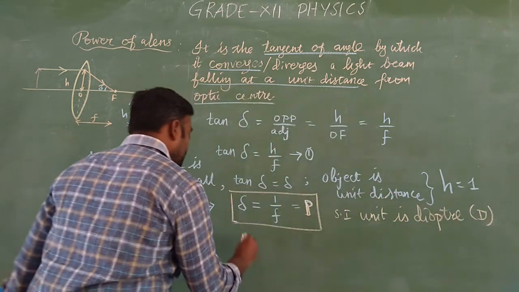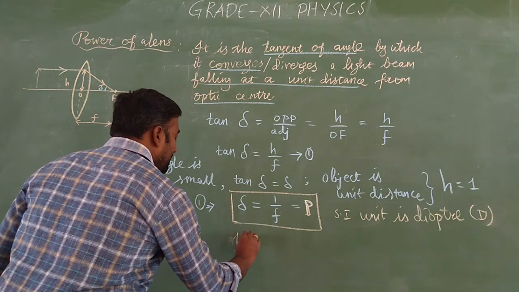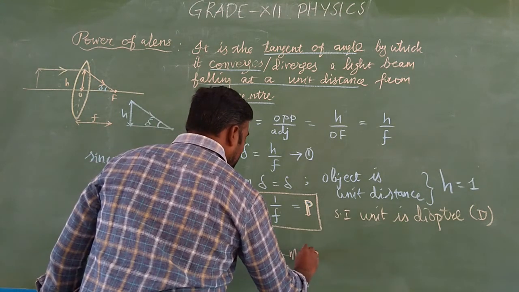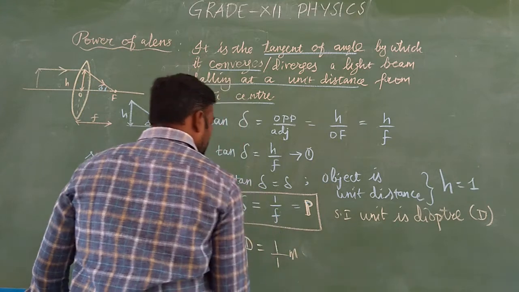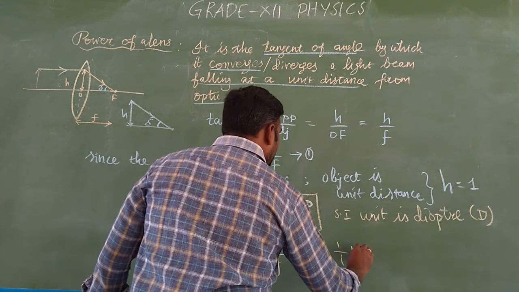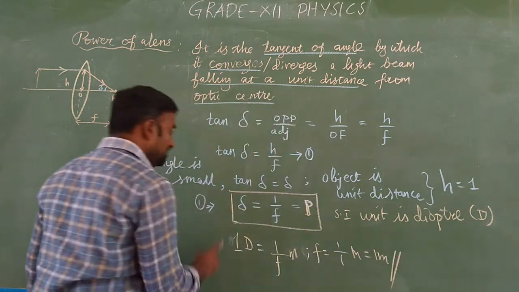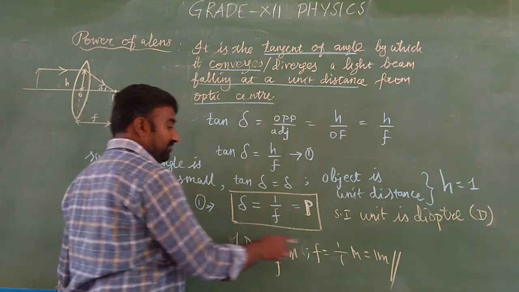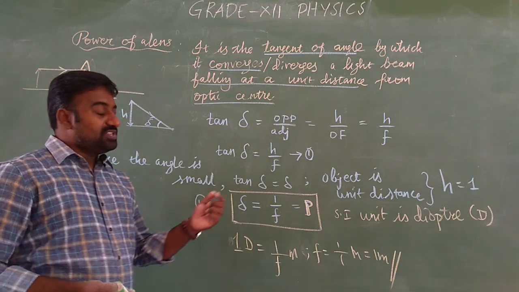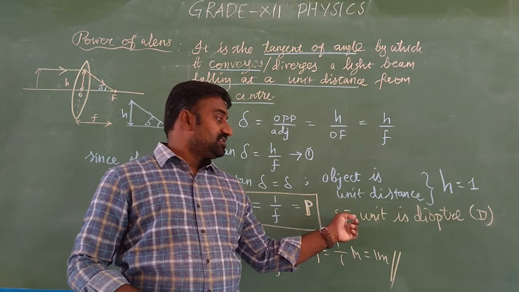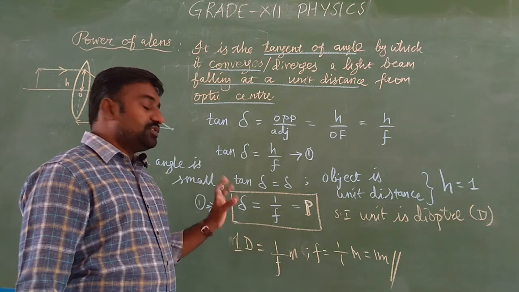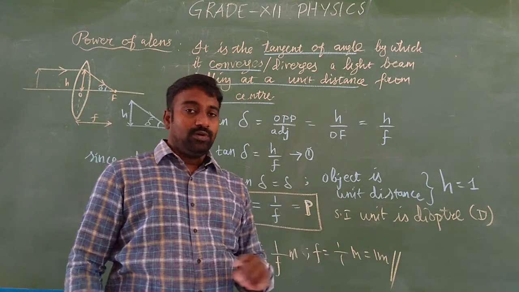Which means a lens whose power is 1 diopter has a focal length of 1 meter. That is, P is 1 by f, so f is equal to 1 by 1 meter, that is equal to 1 meter. If a lens power is 1 diopter, then the focal length should be 1 meter. Are you clear? So what is the meaning of the statement, the power of the lens is 1 diopter? It means the particular lens has a focal length equal to 1 meter.